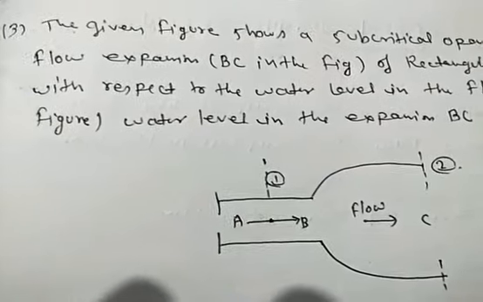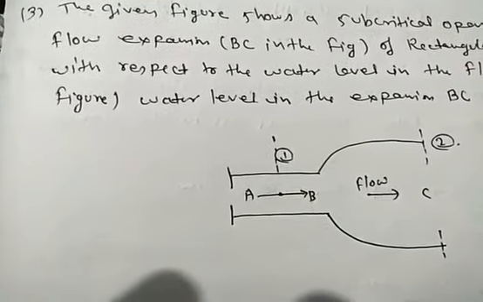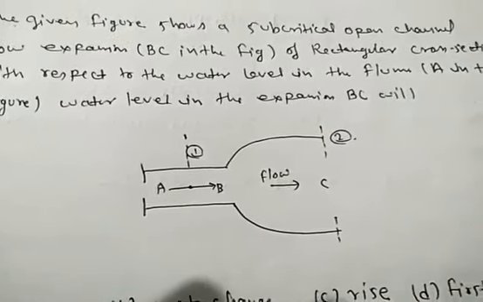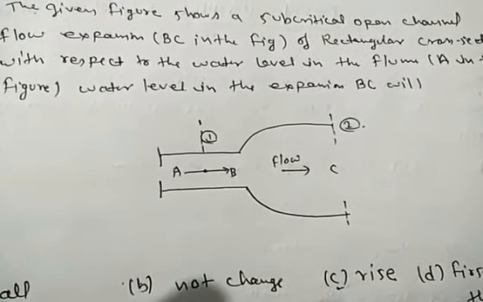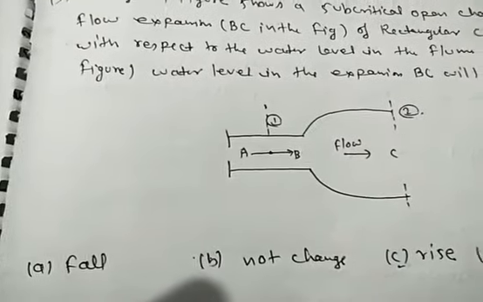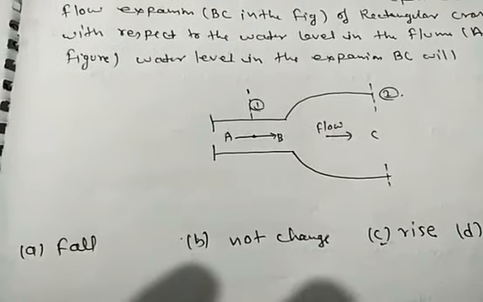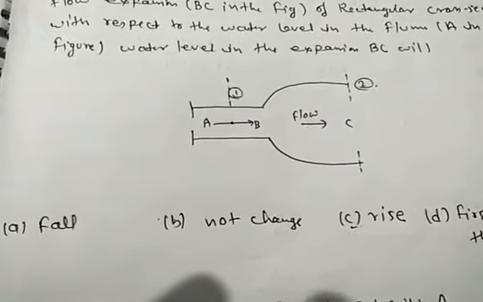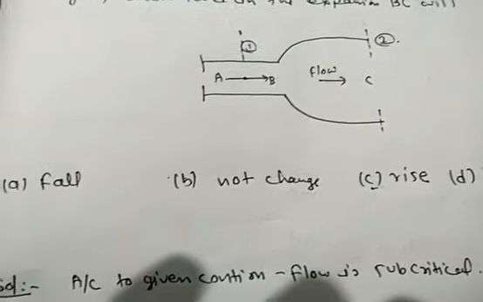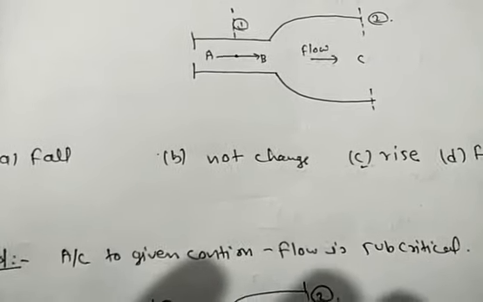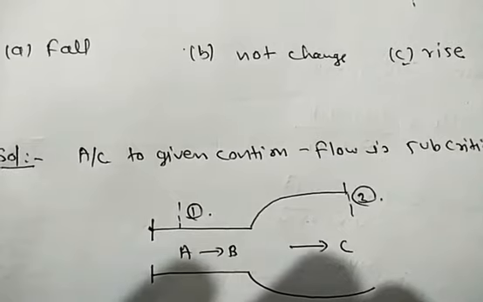In the given figure, a subcritical open channel flow expansion BC of rectangular cross section is shown. With respect to the water level in the expansion BC, will it be option A, fall; B, not fall; C, rise; or D, first rise then fall? And the solution, according to the given continuous flow, is subcritical.